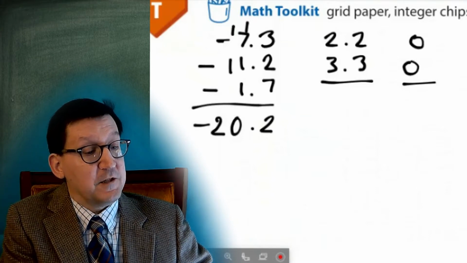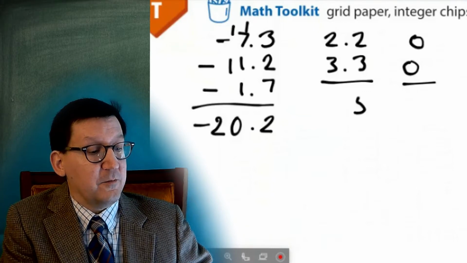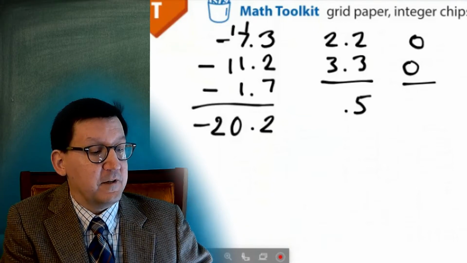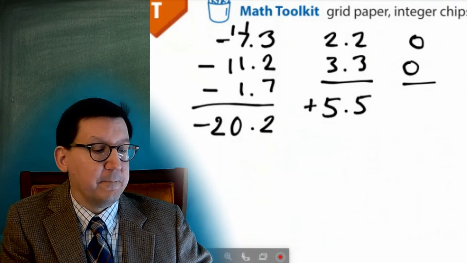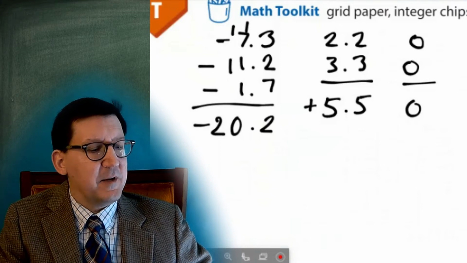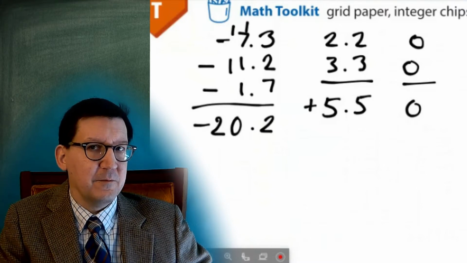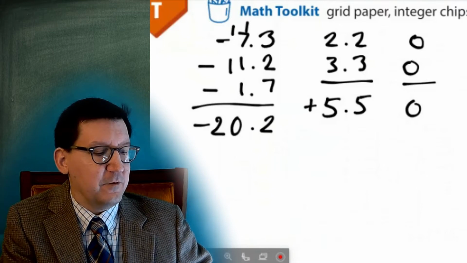Now, positive 2, positive 3 is positive 5. Another positive 2, positive 3 is positive 5. And of course 0 and 0 is 0. So let's take that positive number, subtract it from our negative number, and see what we get from that. So we'll take that 5.5 and move it over here.